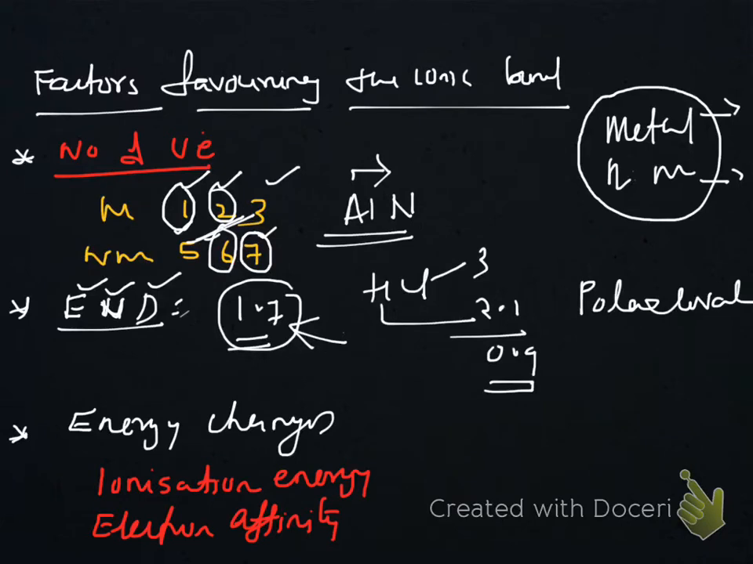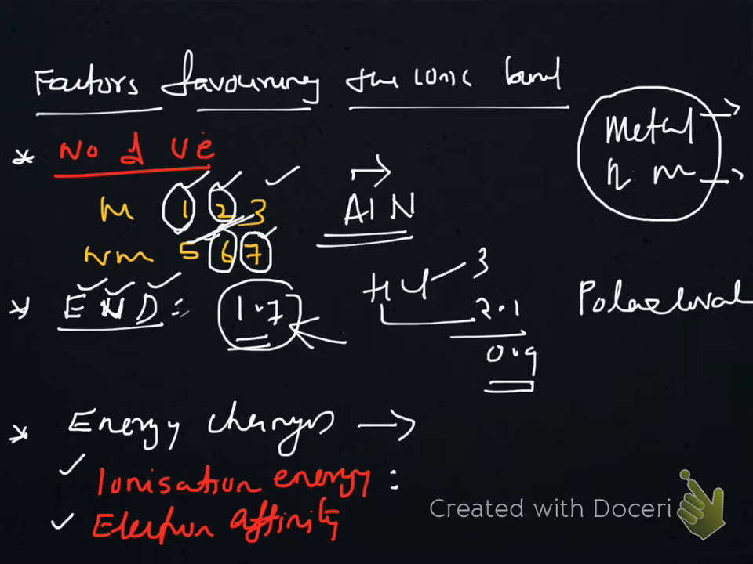Third factor, which is useful for predicting the ionic bond formation, is the energy changes. The energy parameters associated with ionic bond formation are ionization energy, electron affinity and lattice energy.